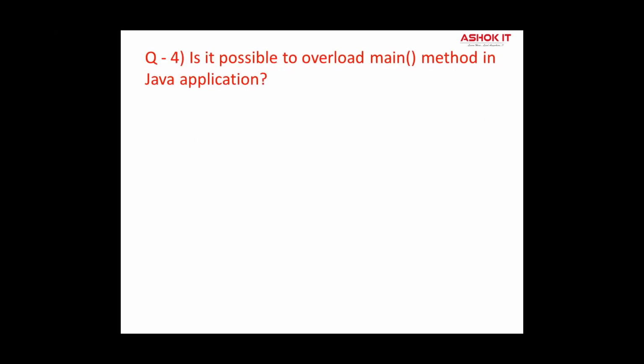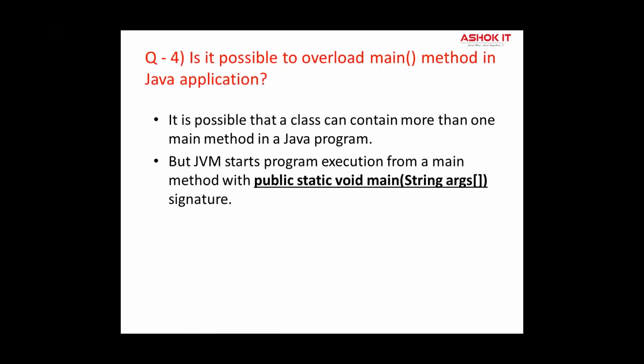Question number 4. Is it possible to overload the main method in a Java application? Yes, we can overload the main method in Java. A Java class can have any number of overloaded main methods. But first of all, the Java virtual machine finds the original main method. Original main method means a main method with the syntax public static void main which accepts a String type array. If you don't provide this original main method, your class will get compiled, but it won't run without the main method.